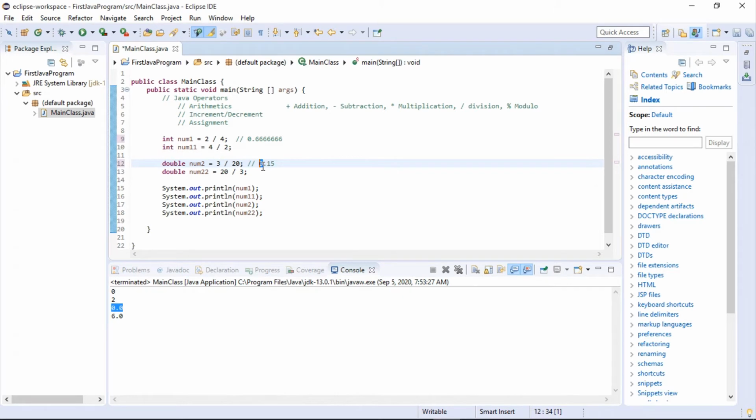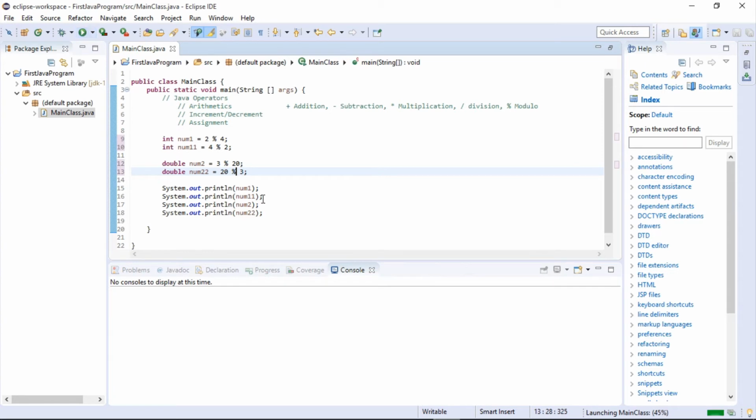And now the next operator to be considered is the modular operator, which is represented as this. Sorry, let's get rid of this. So we have the modular operator here. Likewise, we have the modular operator here, and here, and here. Now, let us try to run the program to see what we are going to have.